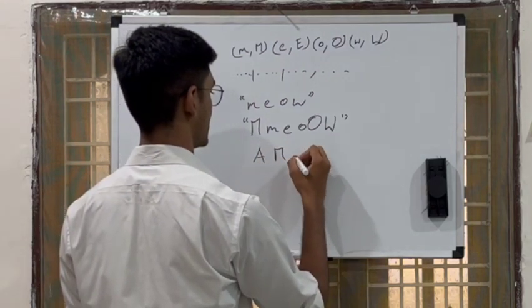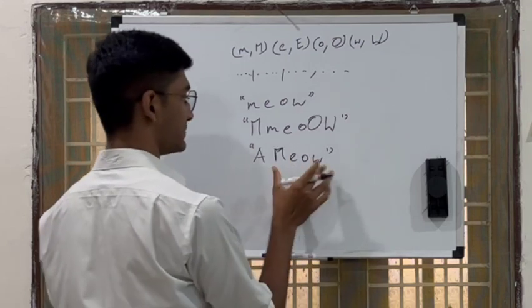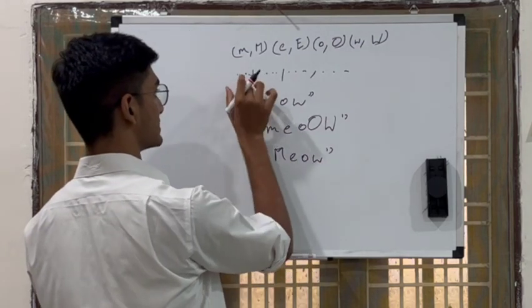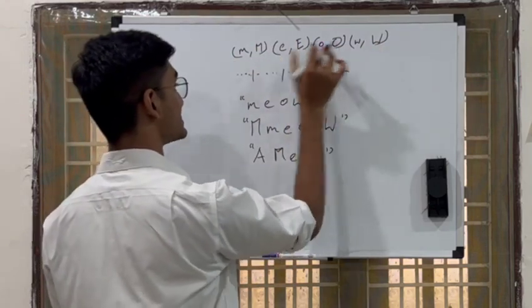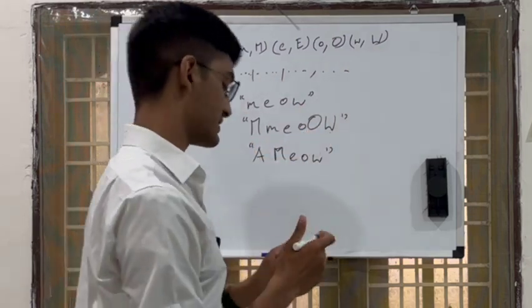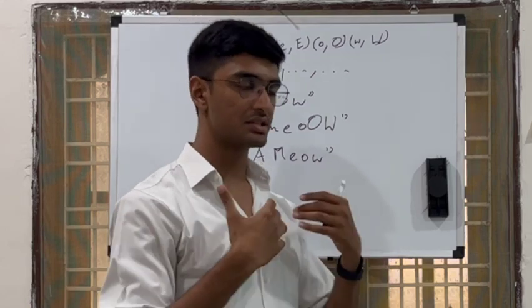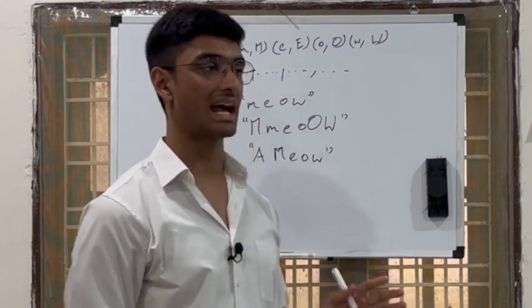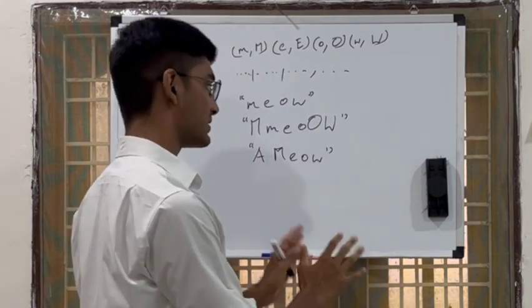This is not a valid string in this case: A, M, E, O, W. Even though meow is there, A should not be there. The entire string should consist only of these, and at least one of each of these. That's when we can consider this a valid string, which means that "is it a cat" means, does it say meow or not? Basically, a cat doesn't say meow, it says meow.